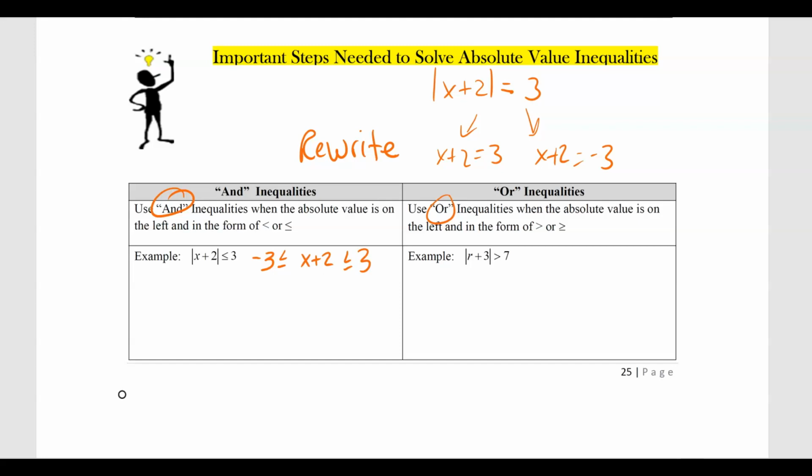So I just drop this down. I drop my absolute values when I add that -3 to the front. And now I just solve it.